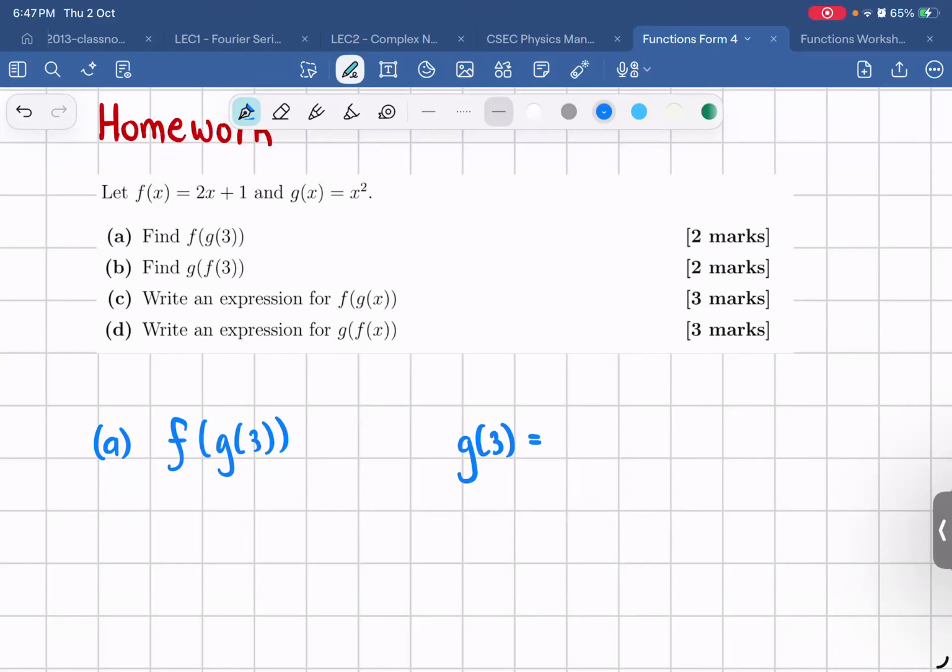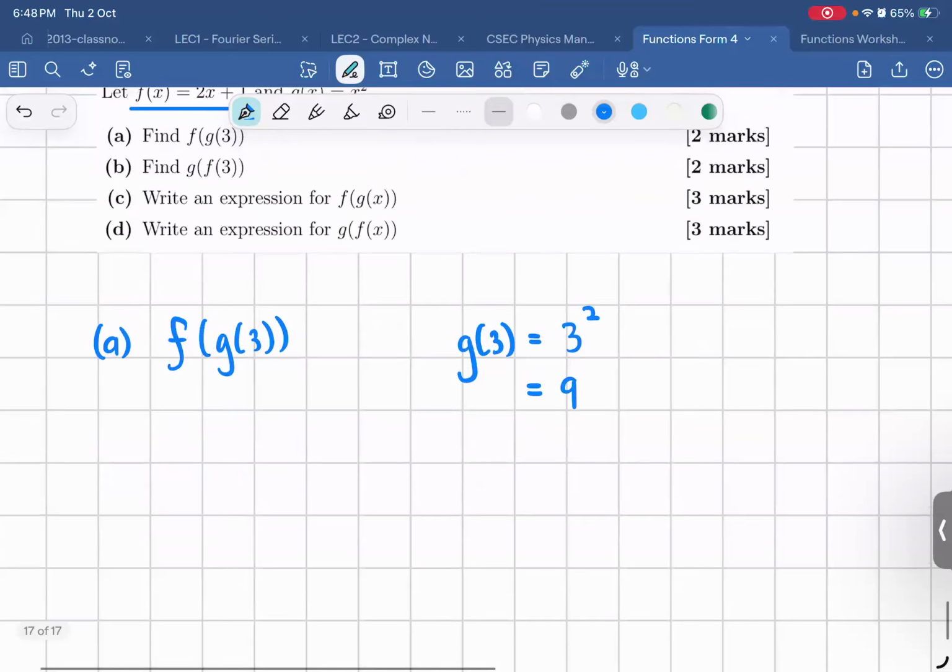Yes. So if I wanted to find G of 3, which function should I use? Should I use F? Should I use G? G. I should use G. Does everybody agree? Yes. Right, so instead of writing x, I'm going to write 3. So G of 3 is just 3 squared. What is 3 squared? 9. 3 squared is 9. Great. So guys, do I know what G of 3 is?